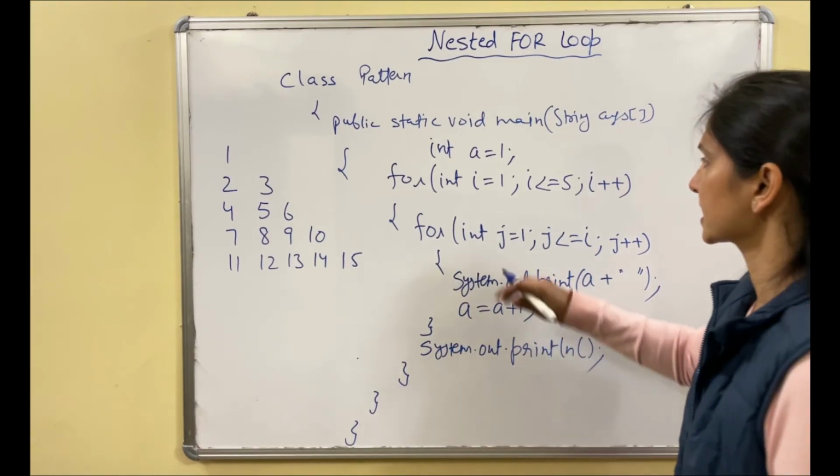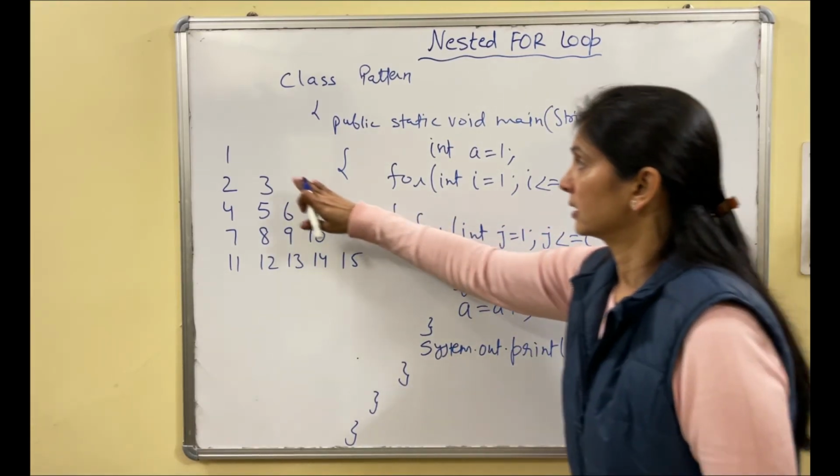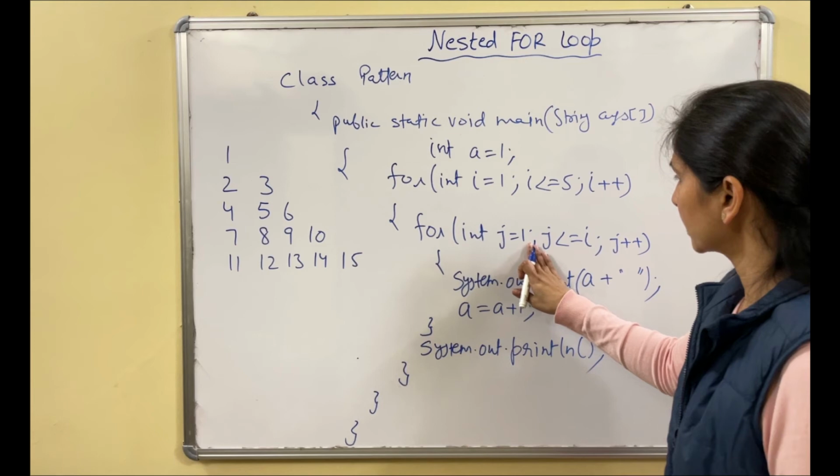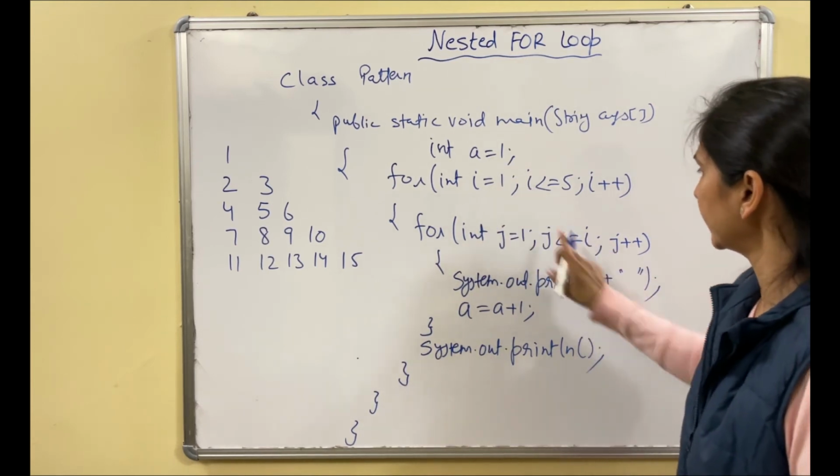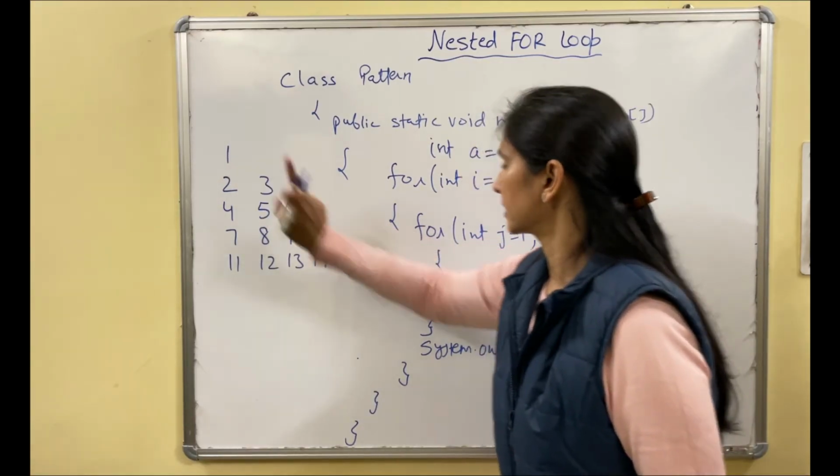So let's understand. When i is 1, for the first row, how many times did j run? 1 to 1, one time only. What is the value of a? It is 1, so 1 will be displayed, right?